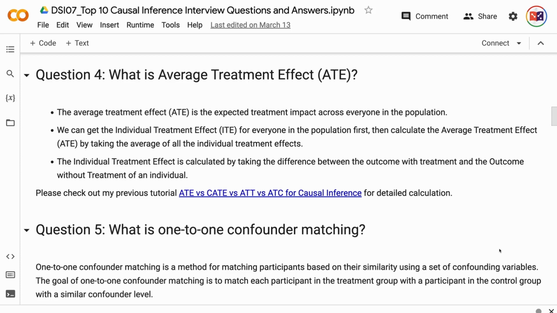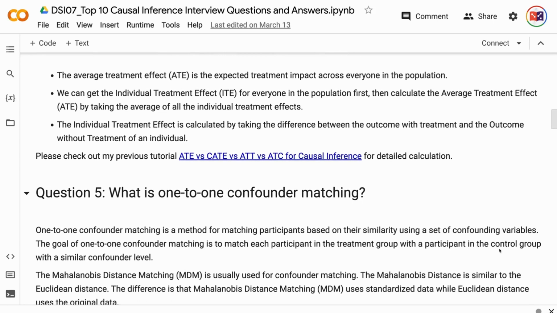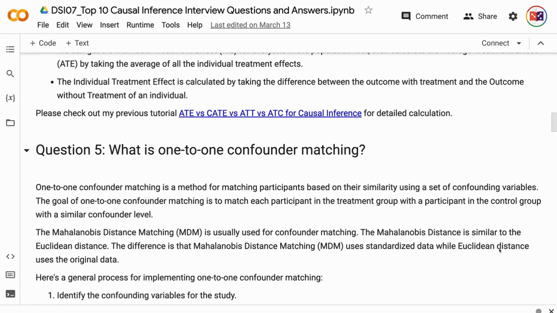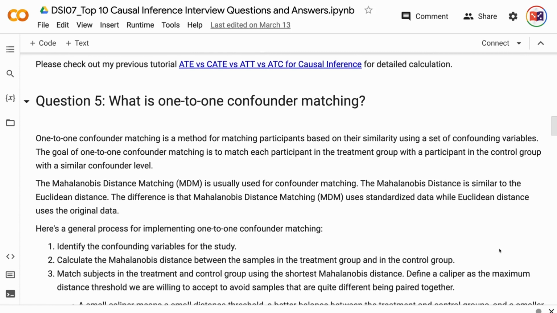The individual treatment effect is calculated by taking the difference between the outcome with treatment and the outcome without treatment of an individual. Please check out my previous tutorial, ATE versus CATE versus ATT versus ATC for causal inference, for detailed calculation. The link for the tutorial will be put in the video description.